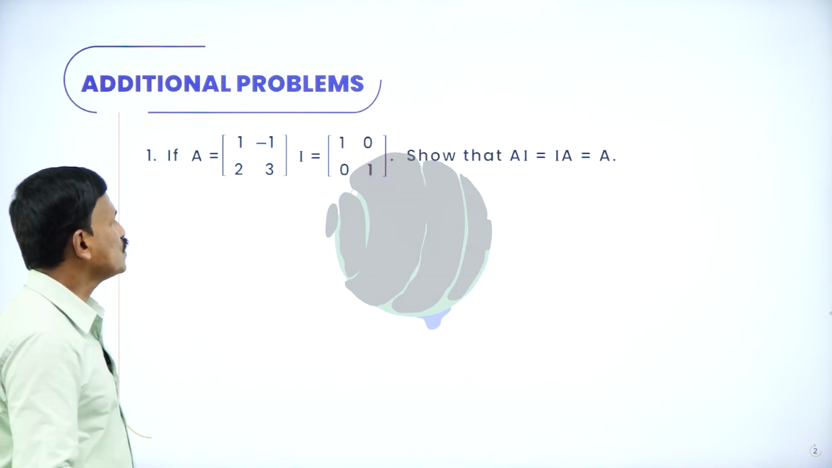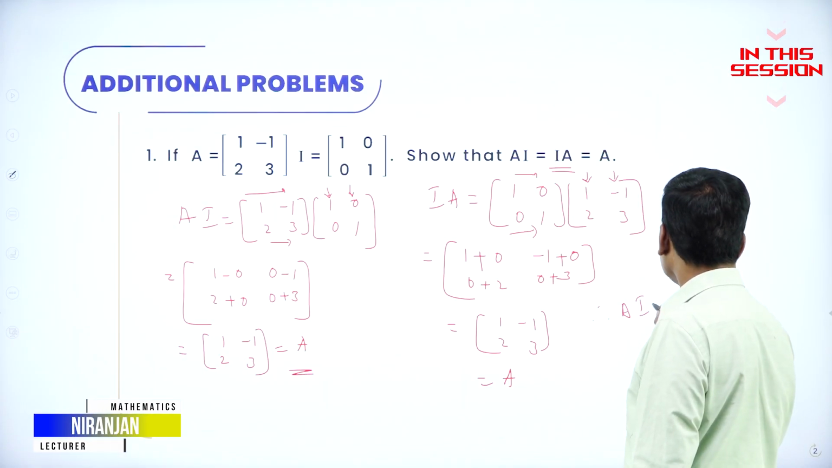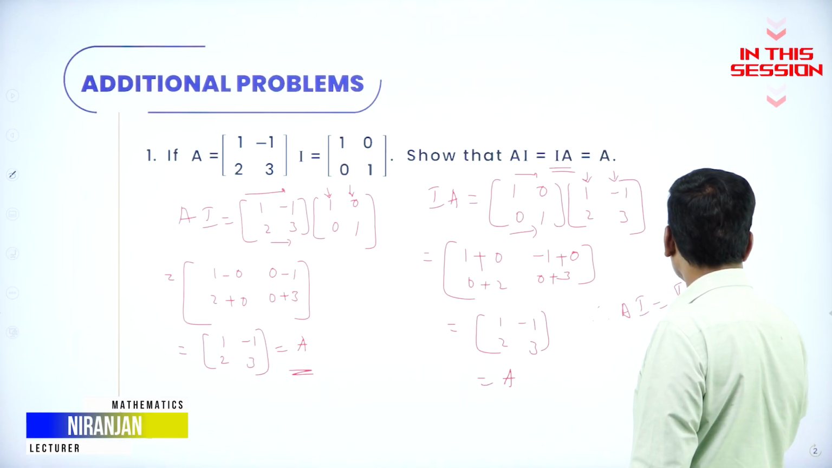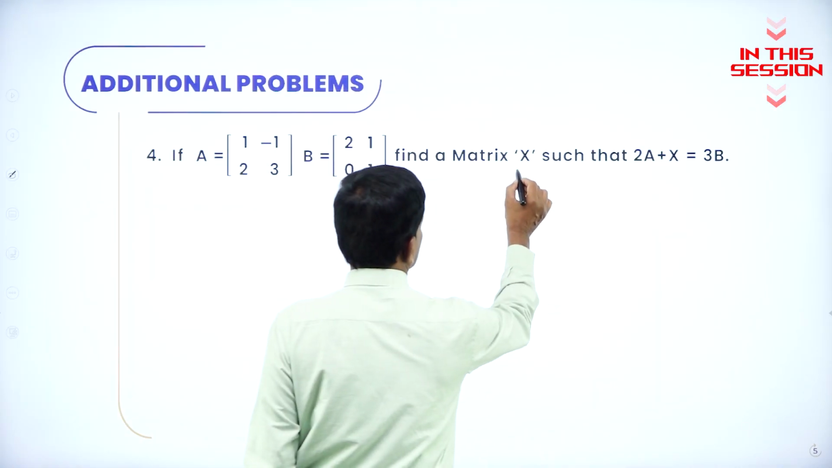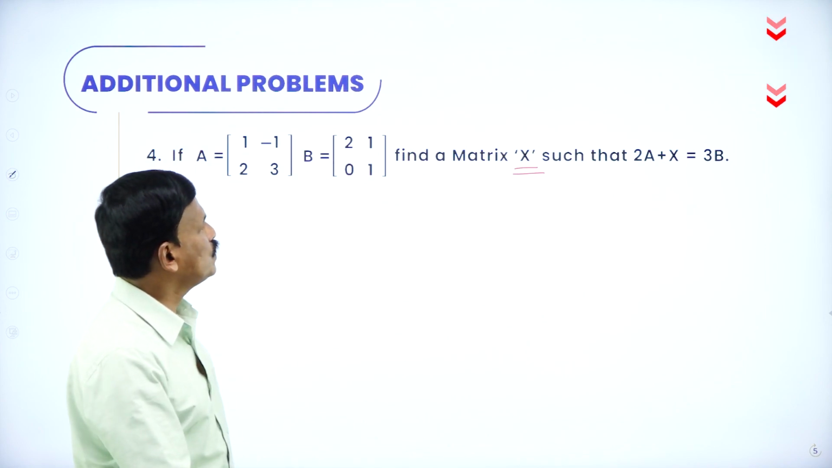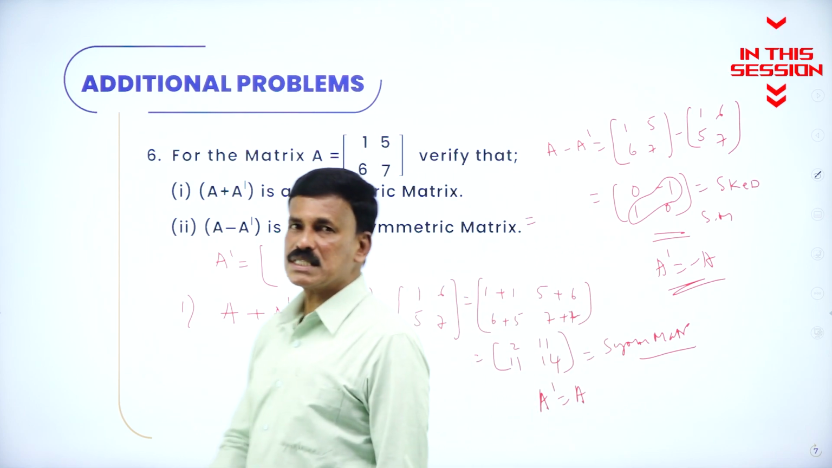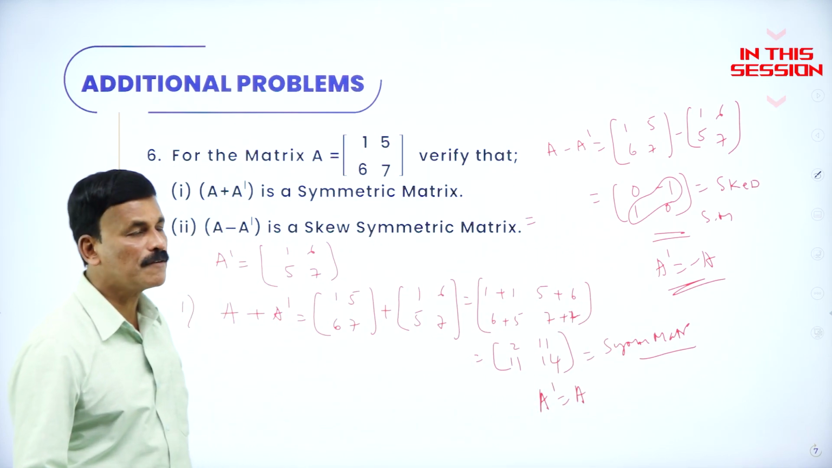I is equal to [1, 0; 0, 1], show that A into I is equal to I into A is equal to A. Any matrix into identity matrix or identity matrix into any matrix is equal to the same matrix. X is to be determined such that the given condition, an equation is given, 2A plus X is equal to 3B. So, therefore, A plus A dash is a symmetric matrix and A minus A dash is a skew symmetric matrix.